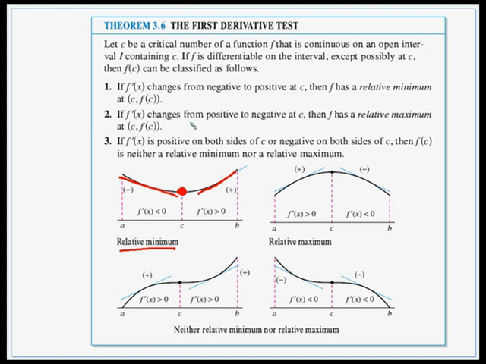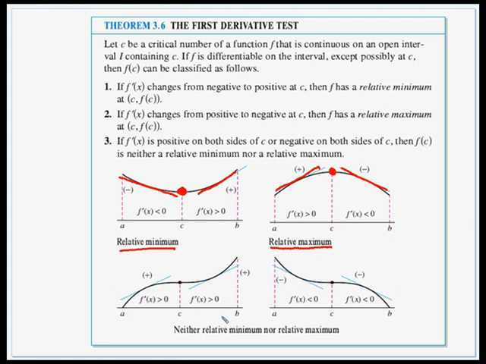Number 2, if the derivative changes from positive to negative, we have a relative max. So here on the left of our critical number, our derivatives are positive. On the right-hand side, they change to negative. We're going uphill, and then we hit our critical number, and then we're going downhill. That means this critical number has to be a relative max.